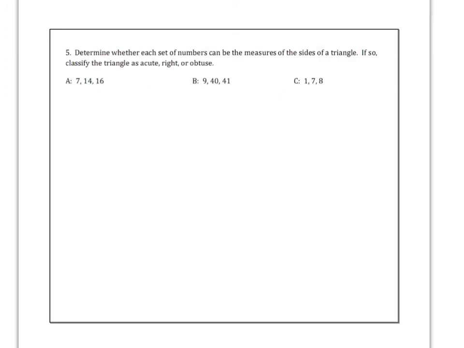Let's do an example. Number 5. Determine whether each set of numbers can be the measures of the sides of a triangle, and if so, classify the triangle as acute, right, or obtuse. Okay, there's going to be 2 steps to this. Step 1 is we have to figure out, can these lengths even make a triangle? And here's how you do it. You add the 2 short sides, and they have to be greater than the third side. So we're going to do 7 plus 14, which is 21. The 2 smaller sides are the 7 and the 14. Added together, it's 21. 21 is more than 16, so yes, we can make a triangle.